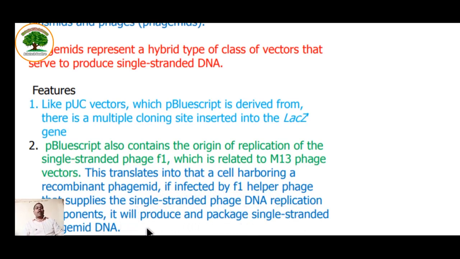So what will happen? A double stranded DNA is converted into single stranded DNA by using this f1 helper phage, and that can be used in different cloning experiments.